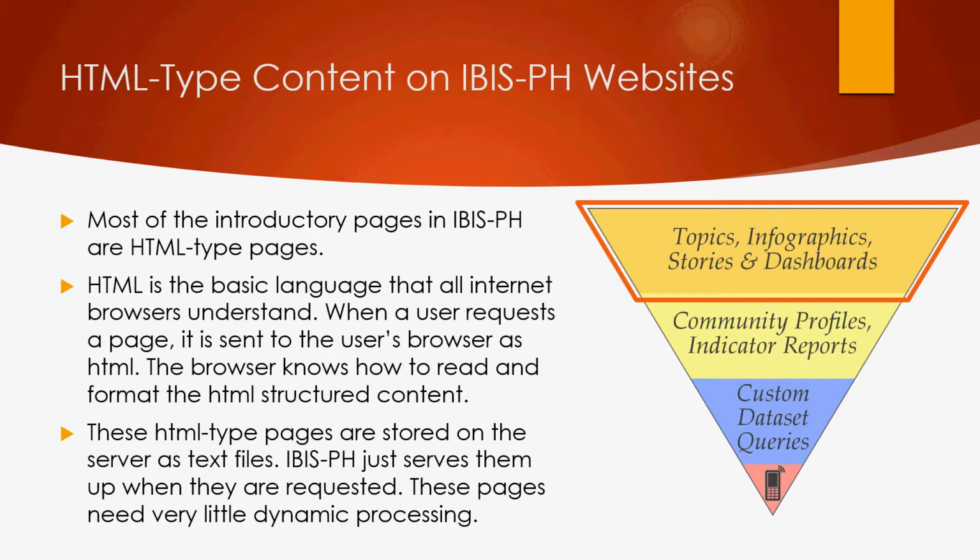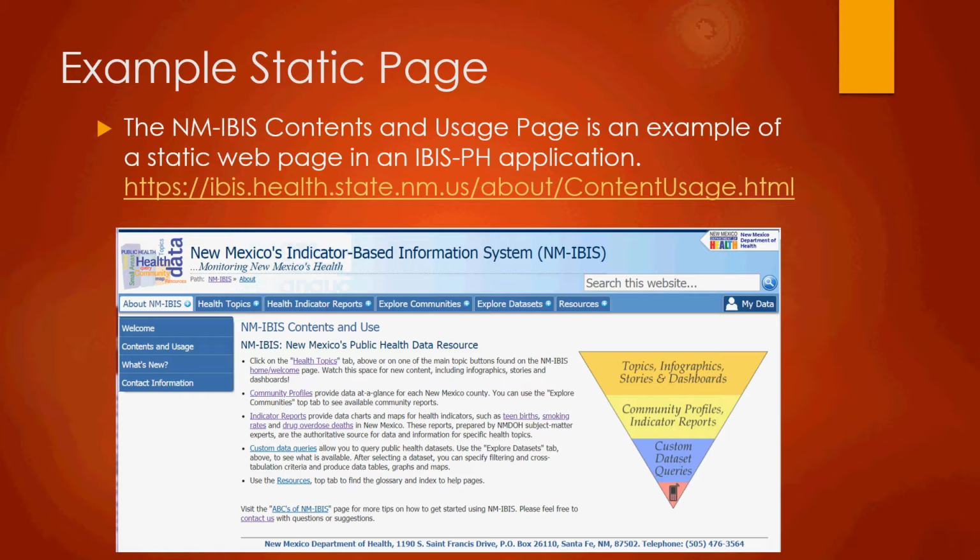Most of the introductory pages in IBIS-PH are HTML type pages. HTML is the basic language that all internet browsers understand. When a user requests a page, it is sent to the user's browser as HTML. The browser knows how to read and format the structured HTML content. These HTML type pages are stored on the server in the IBIS application as text files, or as XML and HTML files, which are a form of text. IBIS-PH just serves them up when they're requested, and the pages need very little dynamic processing.